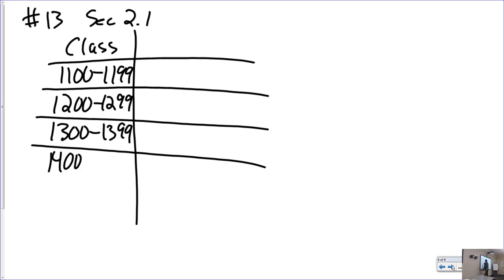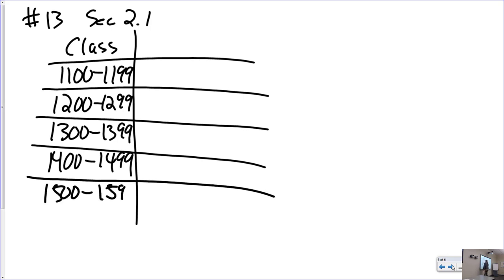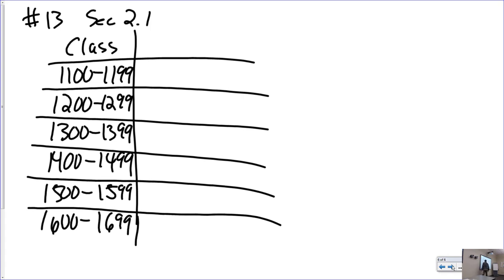I don't know how far you have to go for that particular one, but how far does it go? 1600s? Yeah. And then one more, 1600 to 1699. And how would you find the frequencies, folks? Count. Yeah, go up in the data and count them all.